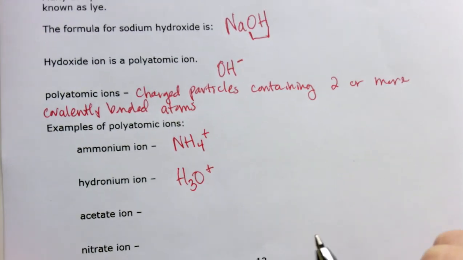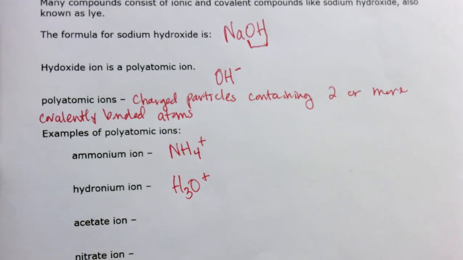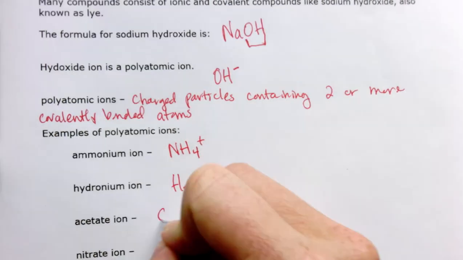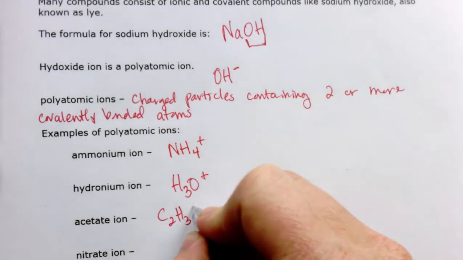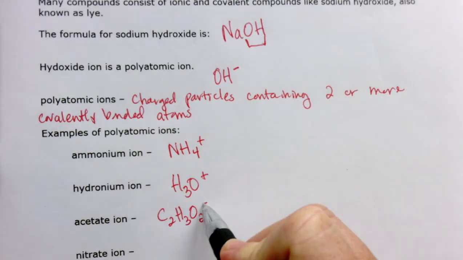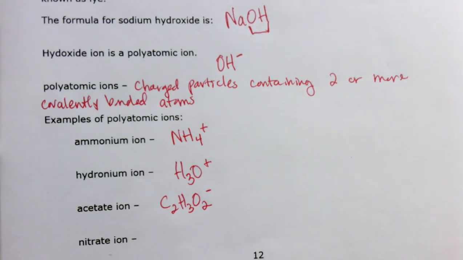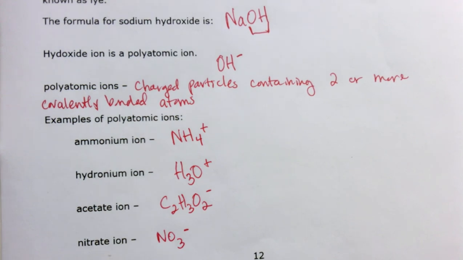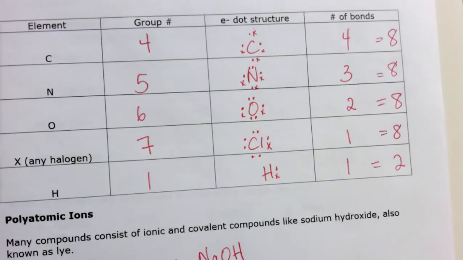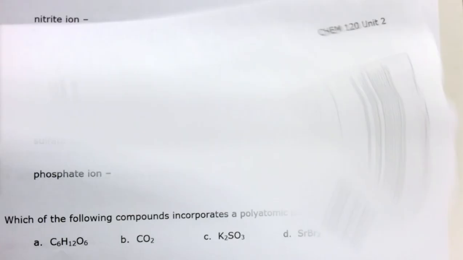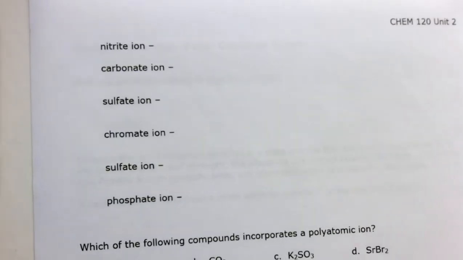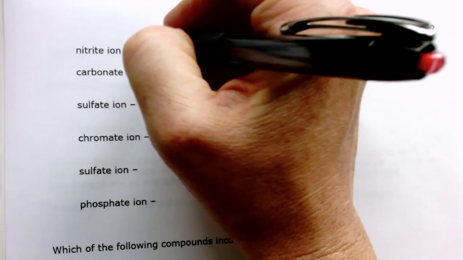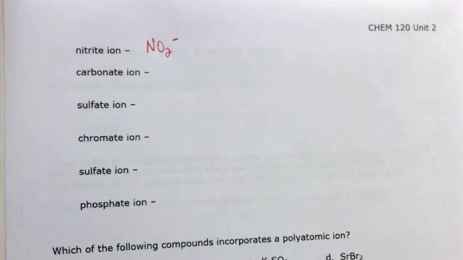Acetate ion is C2H3O2 minus. Nitrate ion is NO3 minus. On the next page I have a few more. Nitrite ion. You can see how nitrate and nitrite are similar in name. They have a different formula, NO2 minus.